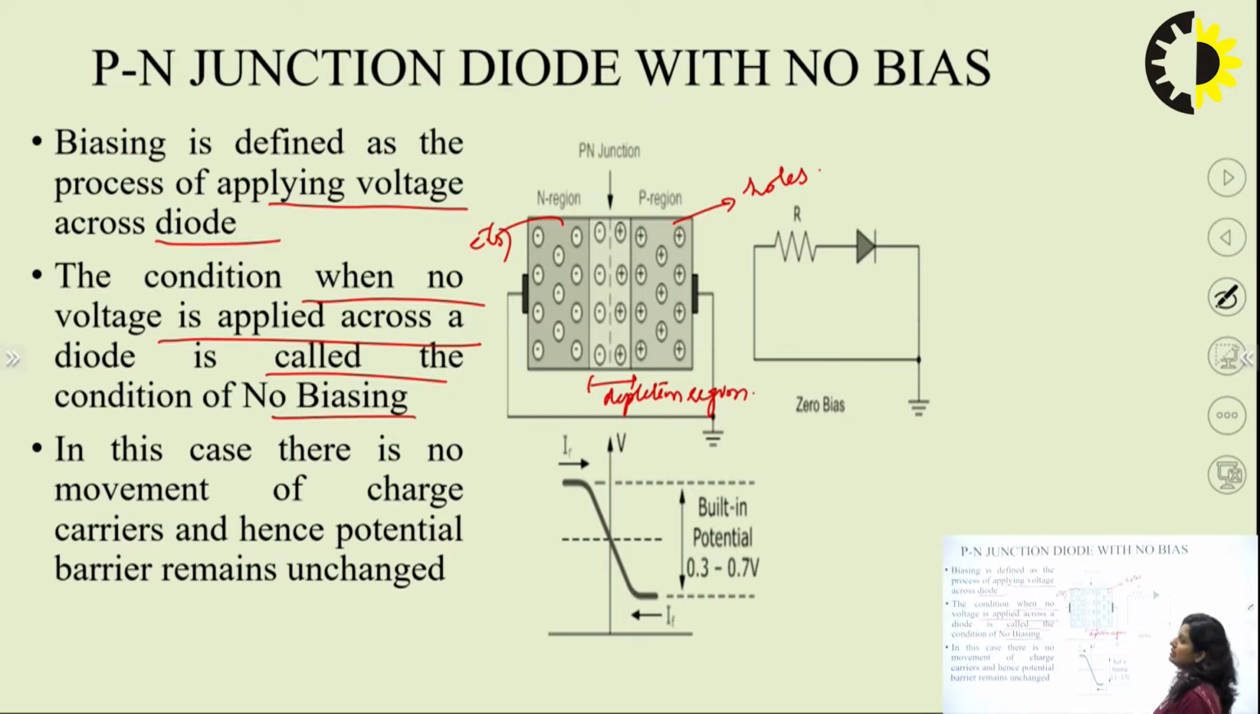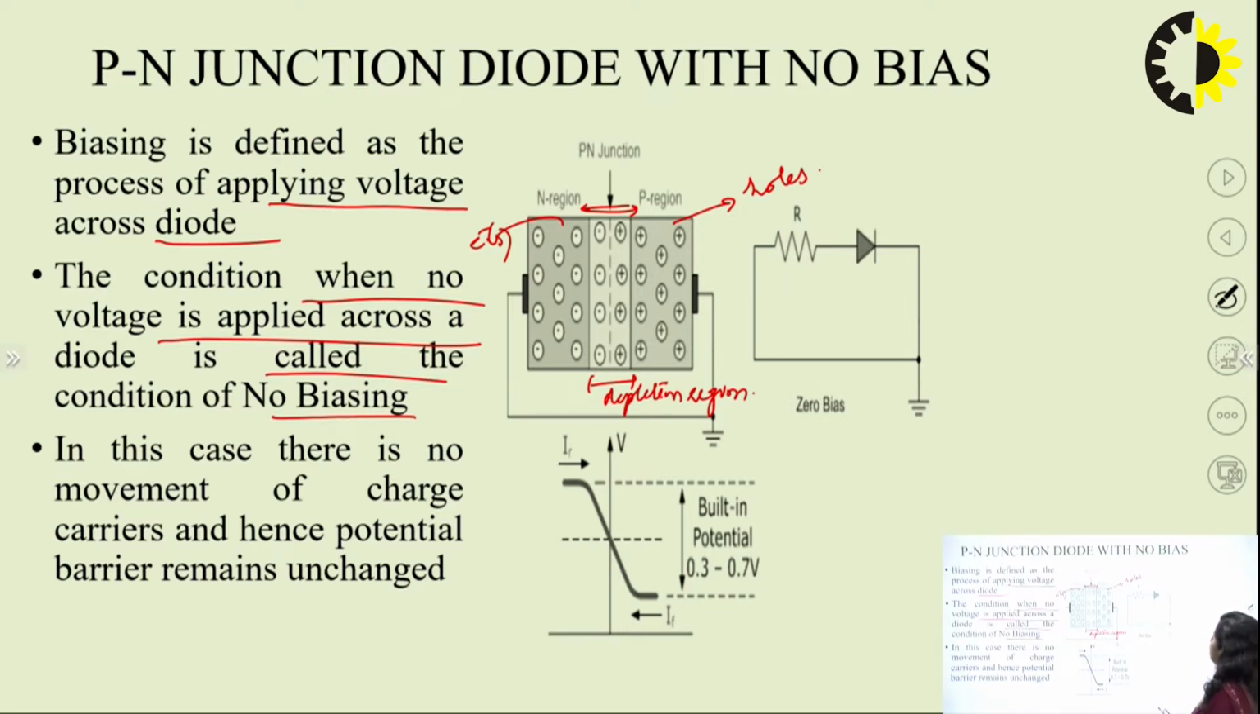When we provide biasing, there will be a transition of electrons and holes from one side to the other: electrons from left to right, and holes from right to left. There will be a change in the minority charge carriers across the depletion region also, and obviously there will be a change in the built-in potential.